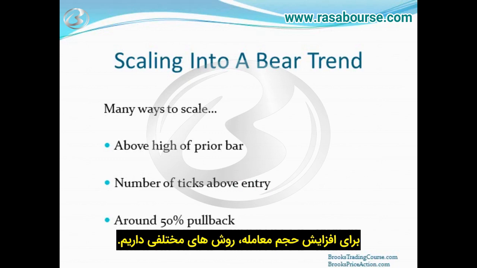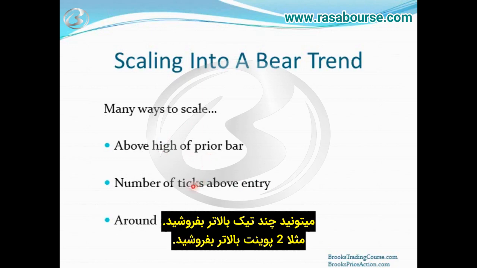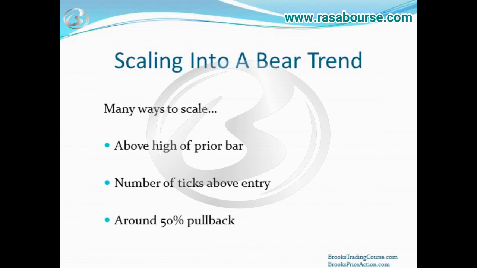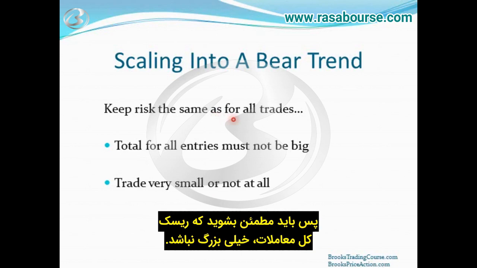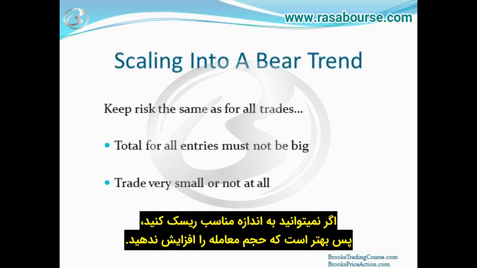There are many ways to do it. You could sell above the high of the prior bar. You could sell a fixed number of ticks up, like 2 points up, or you could sell a pullback, like maybe 50% retracement. With all trades, you don't want your risk to exceed your comfort level, so you have to make sure that the total risk for your combined position of all your trades is not too big. So you trade either very small or not at all. If you're not willing to keep your risk within your comfort zone, it's better not to be scaling in.